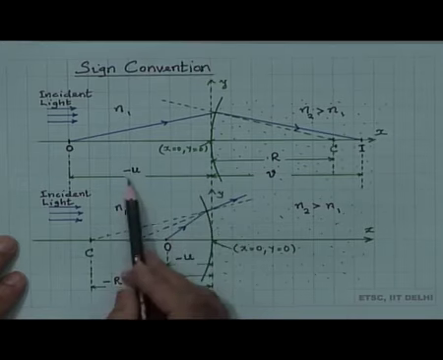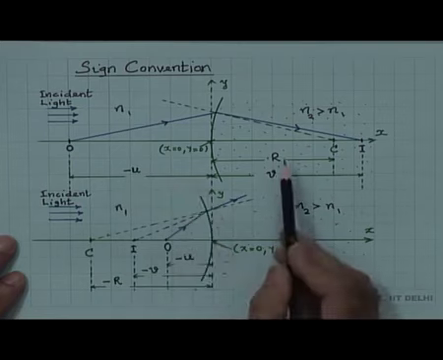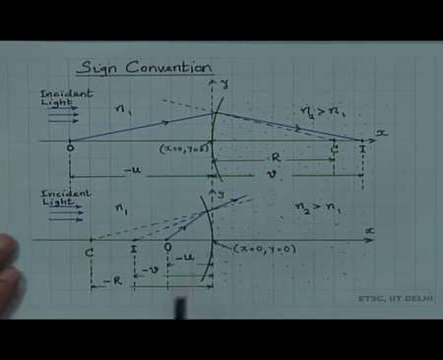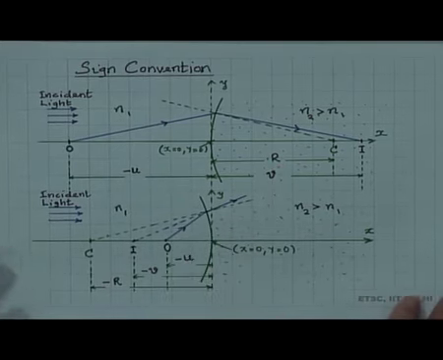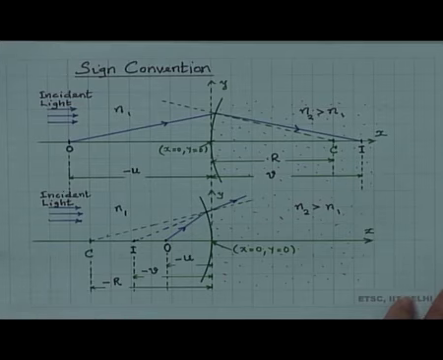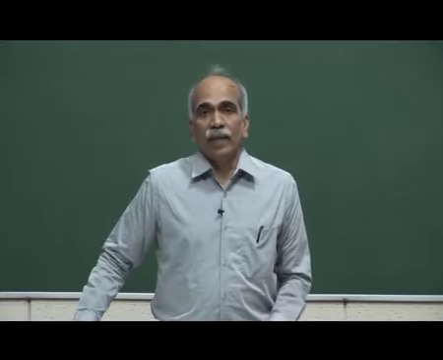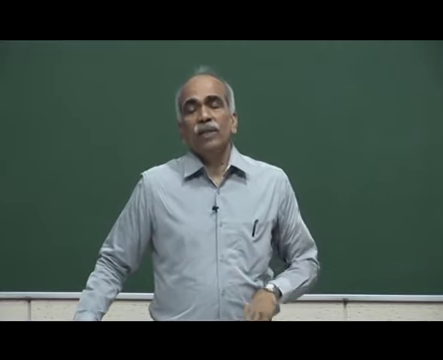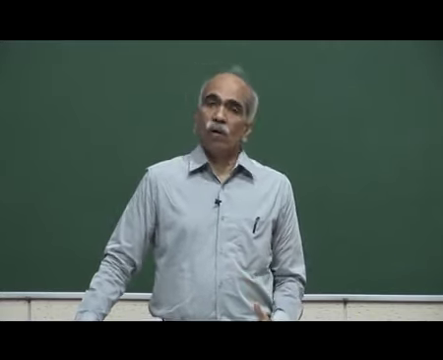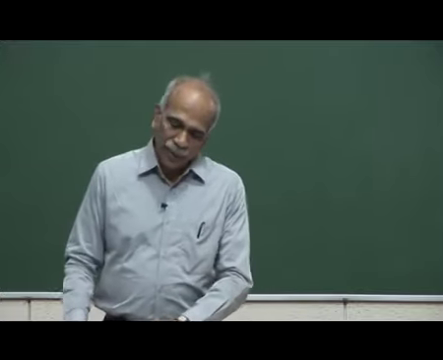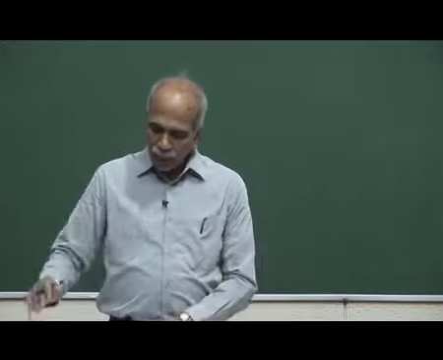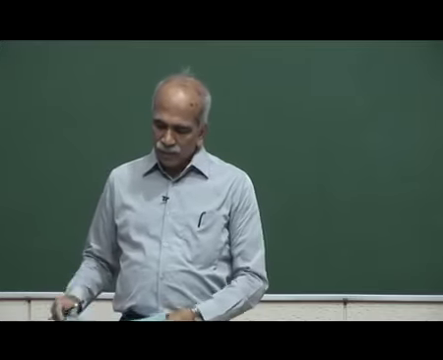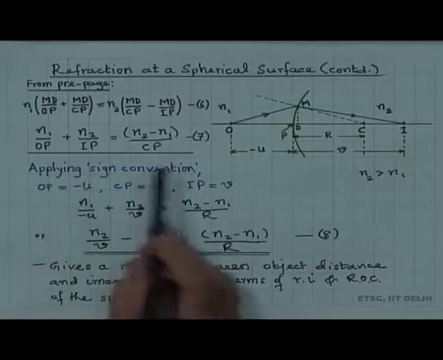Whereas, in the earlier case we see that the object distance is negative, but these are positive. So, this needs to be taken care of when we substitute in the expression, because only then will the result that we get remain valid whether we take a concave surface or a convex surface. Okay. So, coming back, this is the equation.